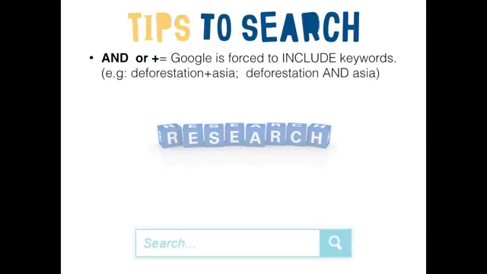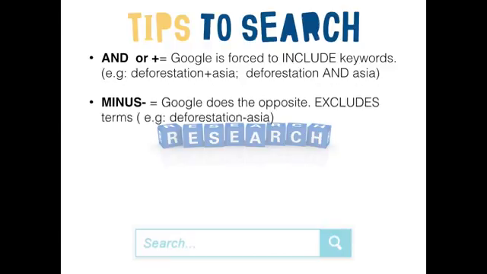So for example, we have deforestation plus Asia, or we type in deforestation AND Asia in capital letters, all the results are gonna include those two words. The opposite will be using the minus sign. Google does the opposite. It excludes the terms. For example, if I type in deforestation minus Asia, this means that the results are going to include only deforestation, but not in Asia.